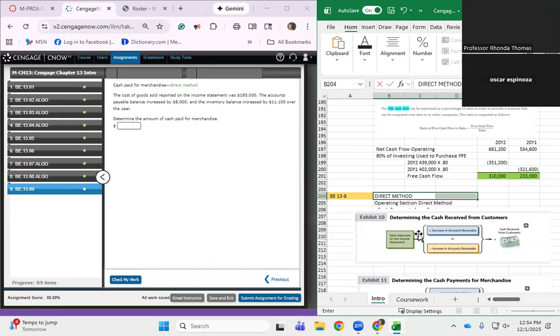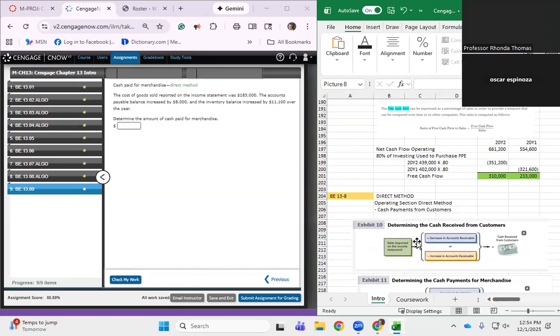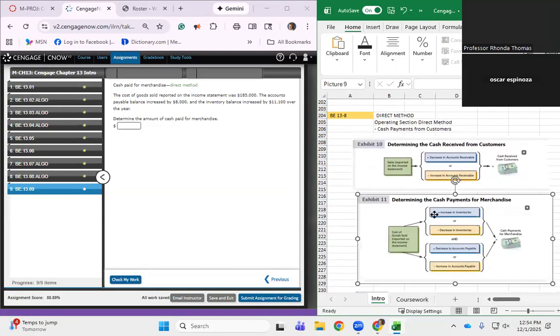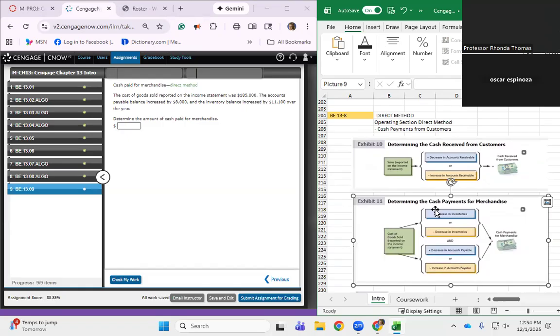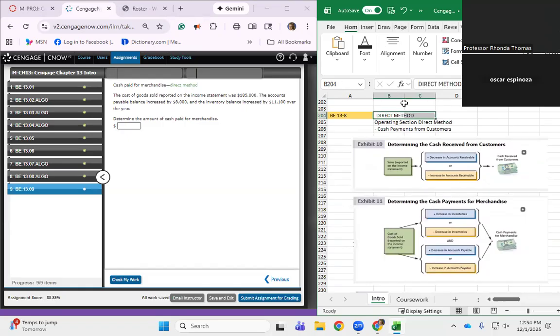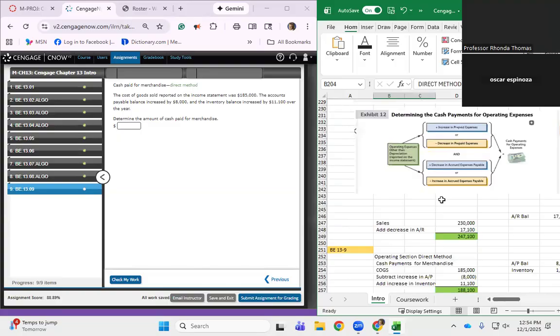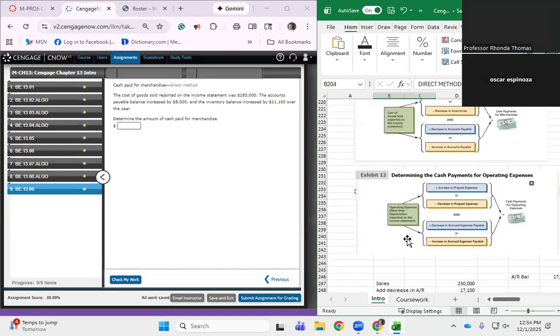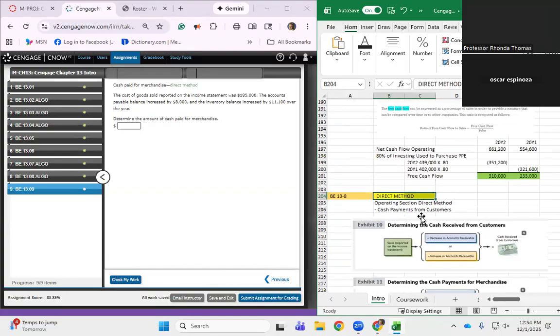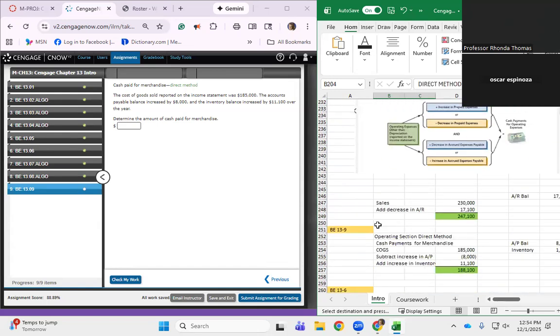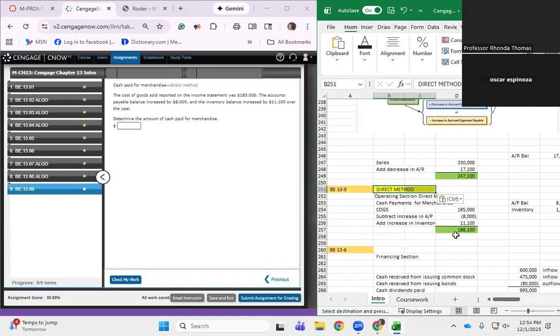I just want you to know it exists. Okay, it does exist, but the indirect method is required by GAAP. So I don't even know why they mess around with the direct method in that operating section. To a person that doesn't understand accounting, the direct method is easier to understand. It's easier to understand, but it's not always easier to calculate it.